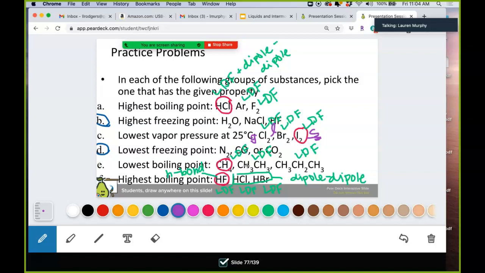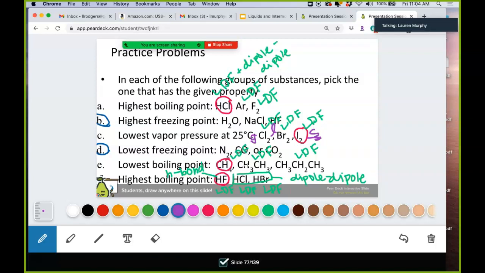Hydrocarbons only have dispersion forces because they're nonpolar. They're all nonpolar. Okay. The lowest boiling point means the easiest to boil. So methane is the easiest to boil because it has the weakest dispersion forces. It's the lightest. It's the lowest. It's the least polarizable. So it'll boil the easiest.